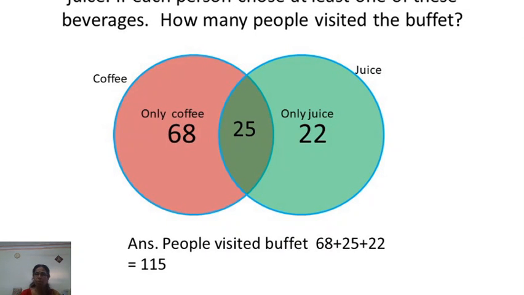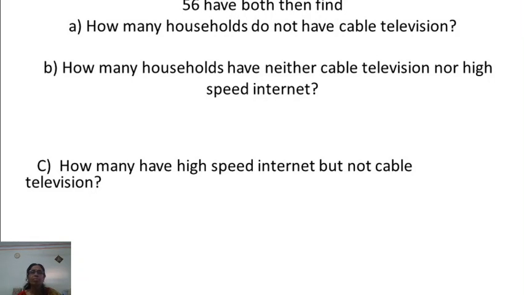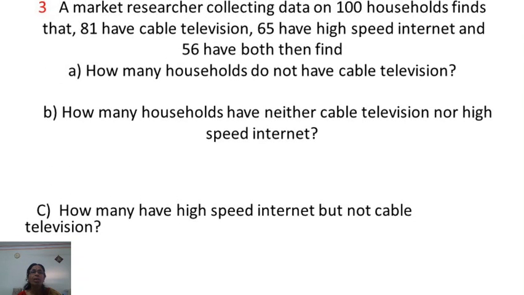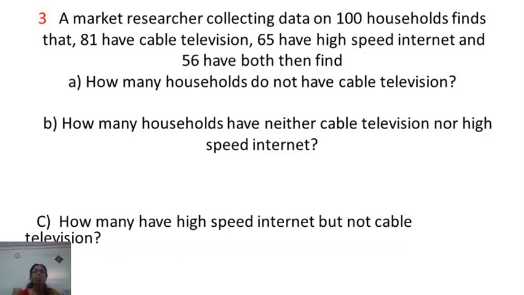Okay, then the next problem. A market researcher collecting data on 100 households finds that 81 have cable television, 65 have high-speed internet, and 56 have both of them. Then find how many households do not have cable television, how many households have neither cable television nor high-speed internet, and lastly how many have high-speed internet but not cable television.